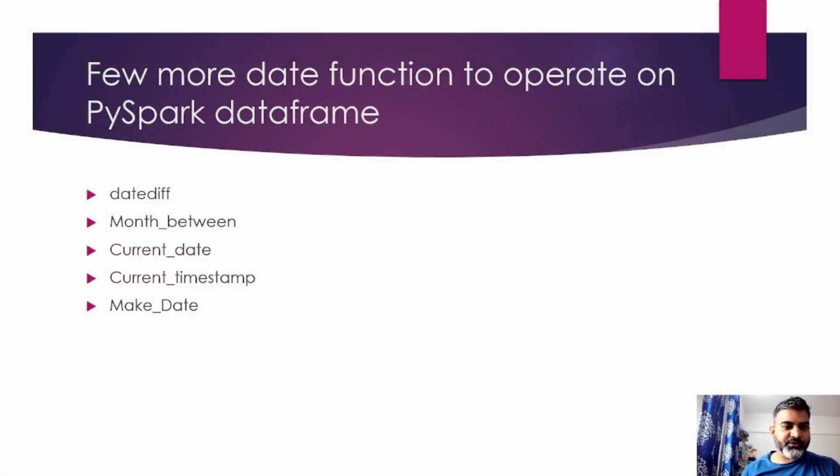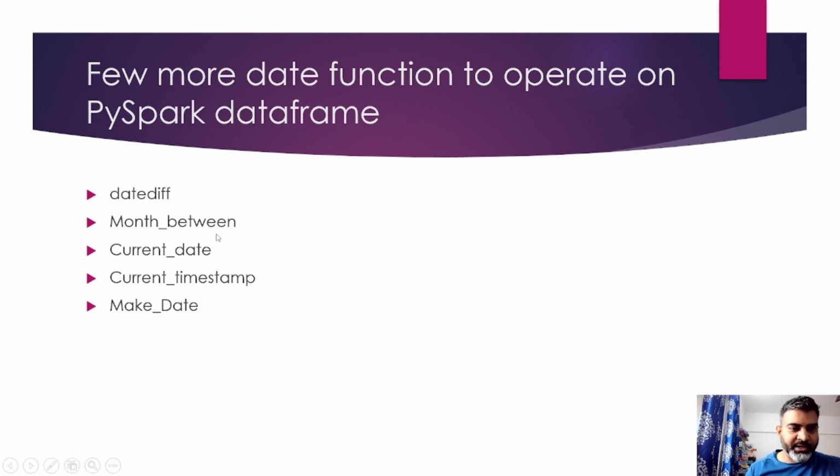So today we will see a few more date functions which are available in pyspark.sql.functions. These are datediff, months_between, current_date, current_timestamp and make_date. Now this datediff will calculate the number of days between two different dates.